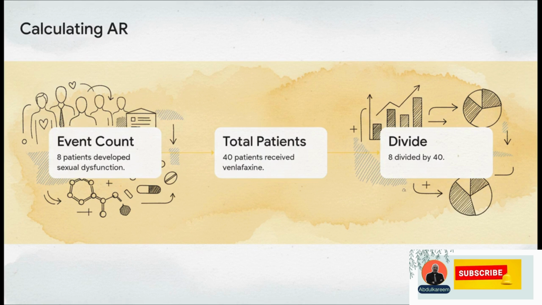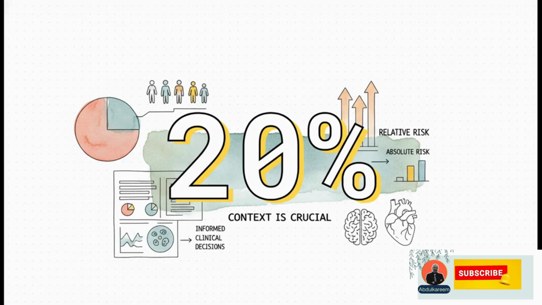So how do we figure out the absolute risk for the folks who actually took the drug? Super simple. First, you look for the number of patients who had the event, in this case, the side effect. We see that's 8. Then you look at the total number of patients in that group, which is 40. Then you just divide the first number by the second. You do the math, 8 divided by 40, and you get 0.20. That's 20%. So, the absolute risk of developing this side effect if you took venlafaxine, at least in this study, is 20%. Or you could say 1 out of every 5 patients on the drug had this happen. See, it's a real concrete number you can actually picture.